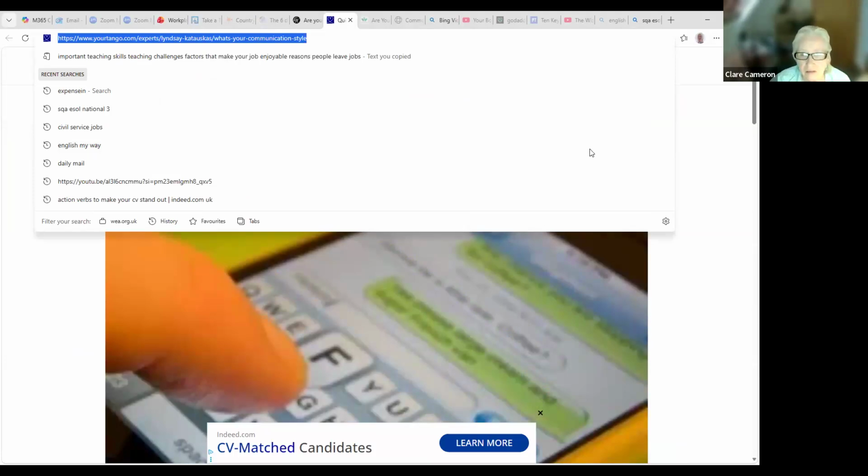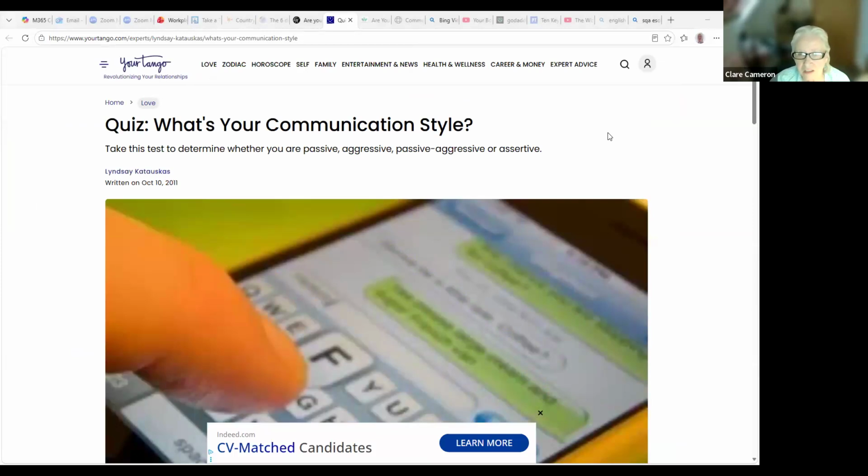And Zoom. Where am I getting the chat? Trying to find the chat box here. Hang on, I'll come out. Oh, here we go. Put it in the chat for you. There we go. So just have a look at that.